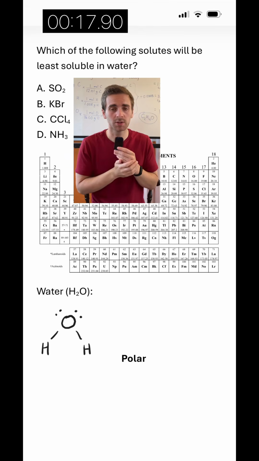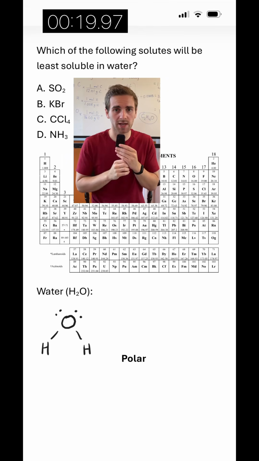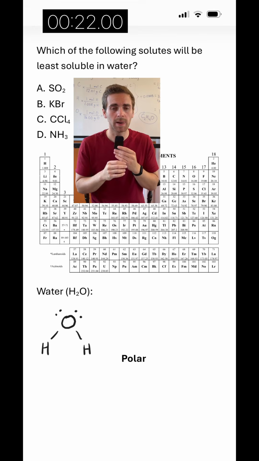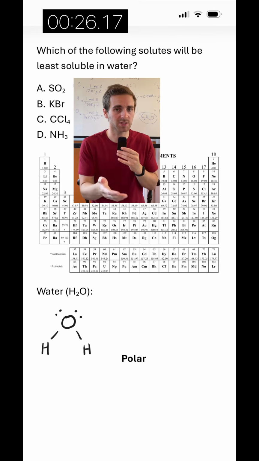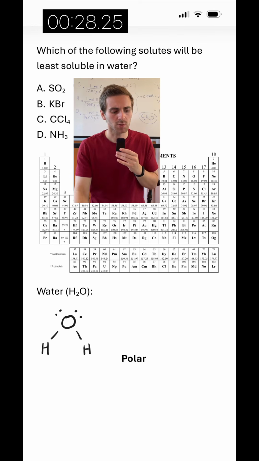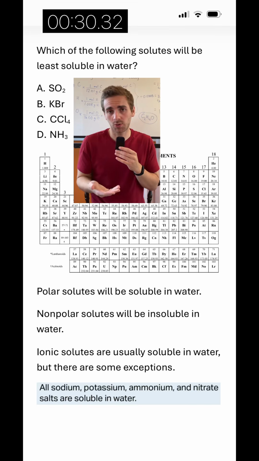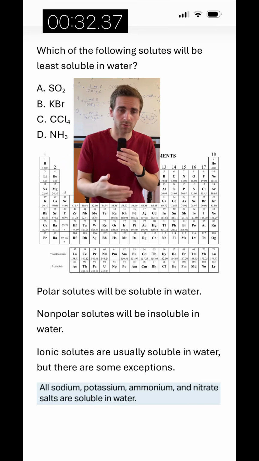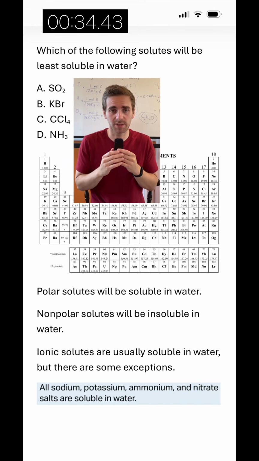Water is polar. Remember, when there's lone pairs on the central atom, that typically makes it polar. And when there aren't any lone pairs on the central atom, it's typically nonpolar because it's symmetrical. So because water is polar, polar solutes will be soluble in it. Nonpolar solutes will be insoluble in it.